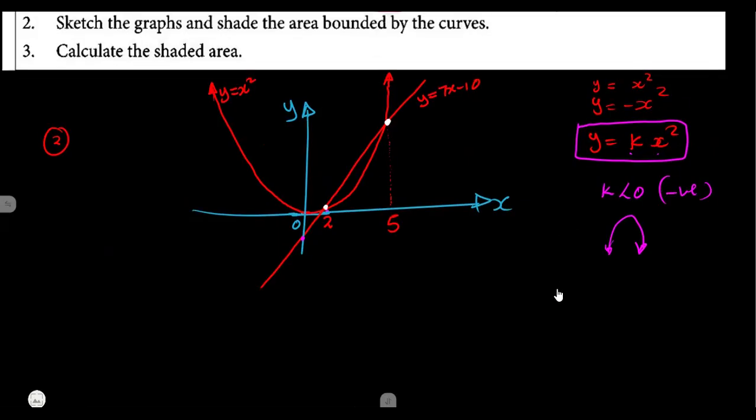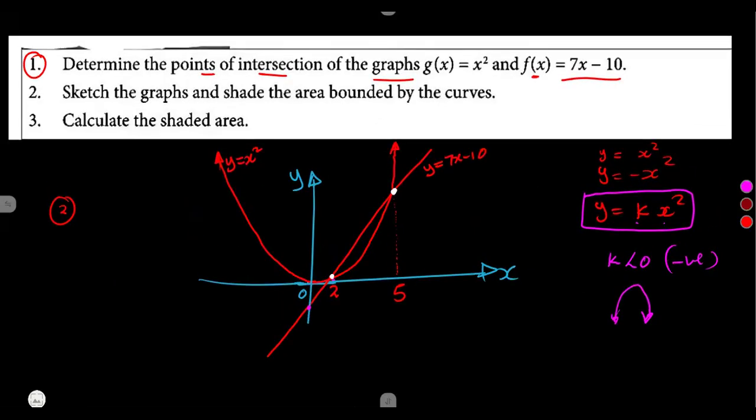So the area, the part that is bounded between these two, this part, is the one that we are talking about. We're just going to show our representative strip, which is for x. These are the limits for x. So that was the consideration of our question. We had to sketch the graphs and shade the area bounded by the curves. Then on 3, calculate the shaded area now.